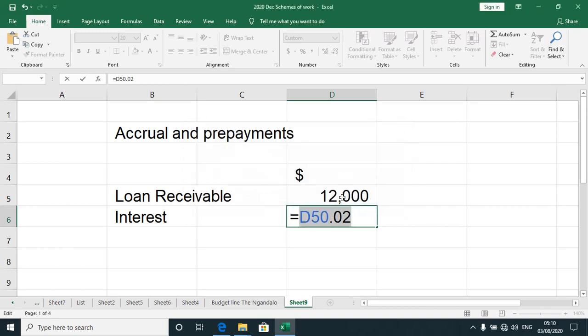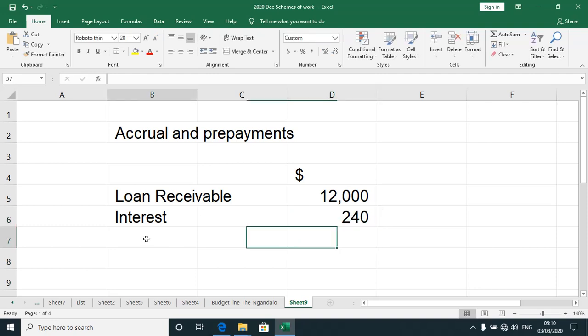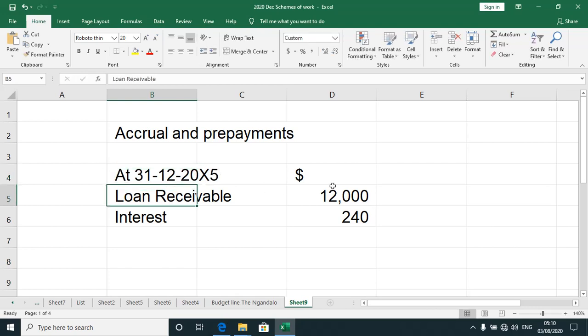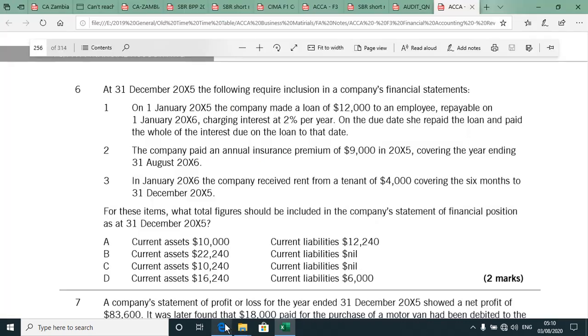Here, let me just do it straightforward. 4,000 multiplied by, that is a figure there. So at 31st, I can write that date so that we don't have to get confused about what is going on. So by that date, we still have an outstanding amount. Let me go to the other side.